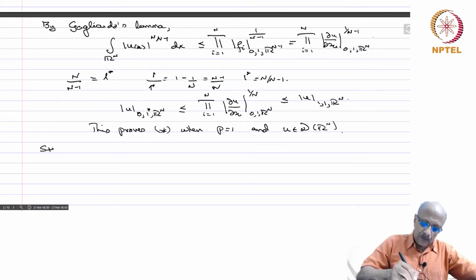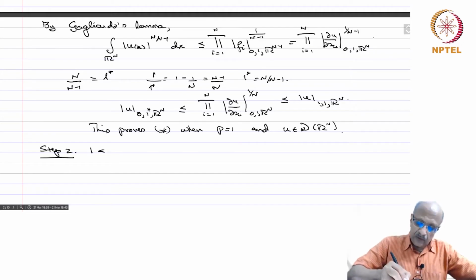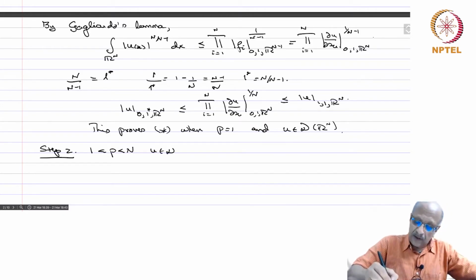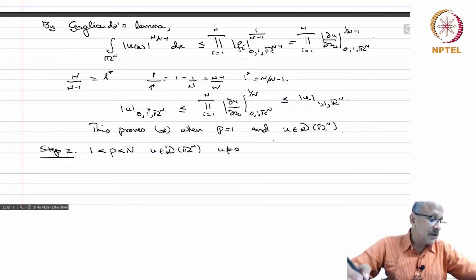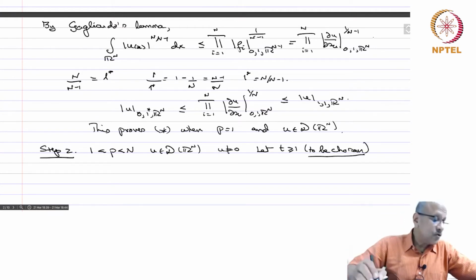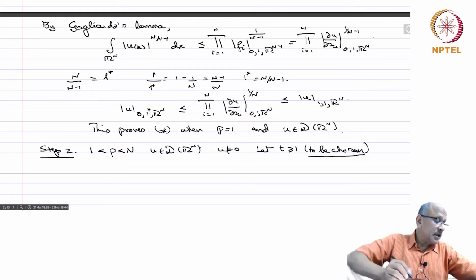So step 2. Now we assume that p is strictly bigger than 1 and less than n, and let u be in D of Rn and u not equal to 0, because if u is 0 the inequality is trivial. So let t be greater than or equal to 1 to be chosen. We are not choosing it yet, we will choose it in the meantime.